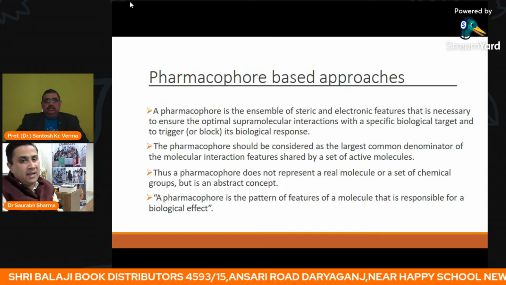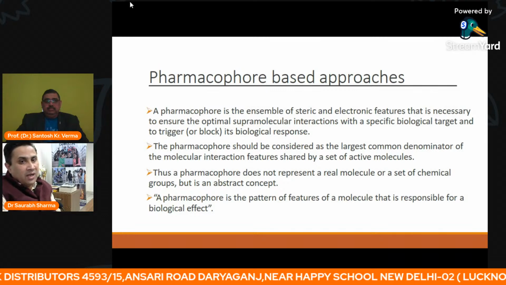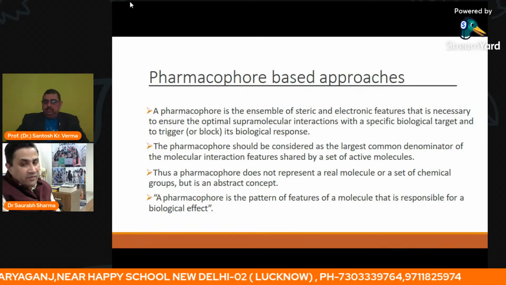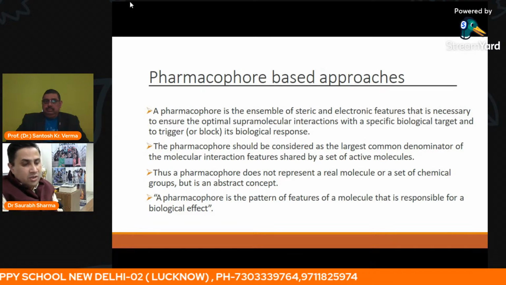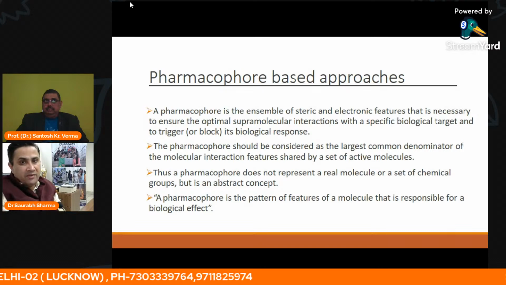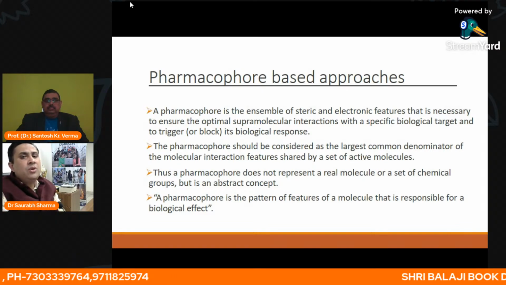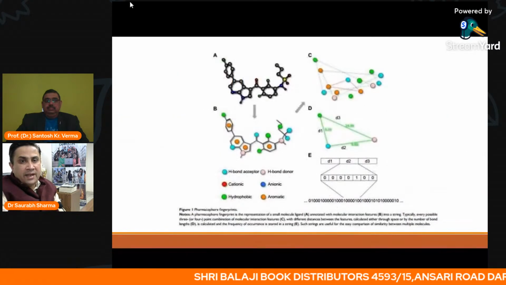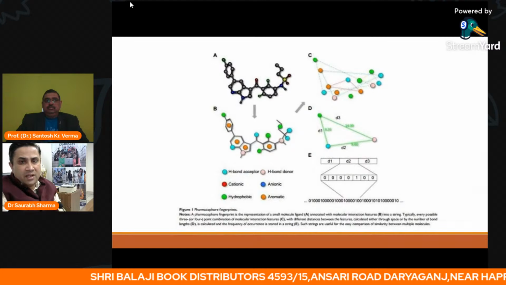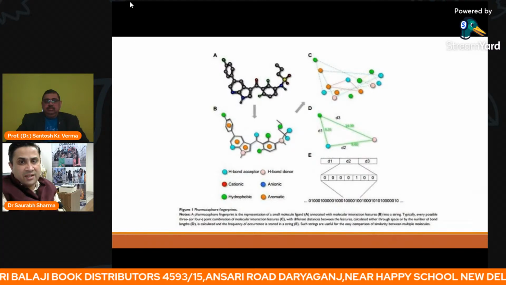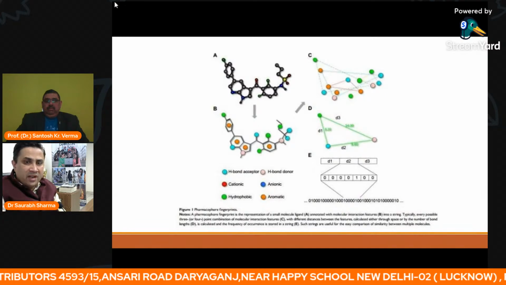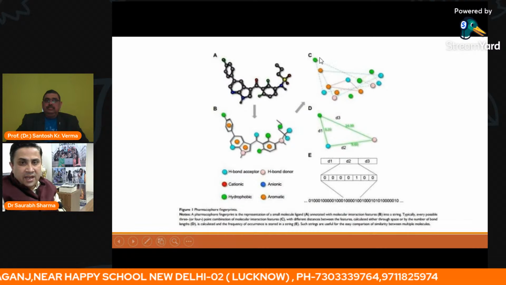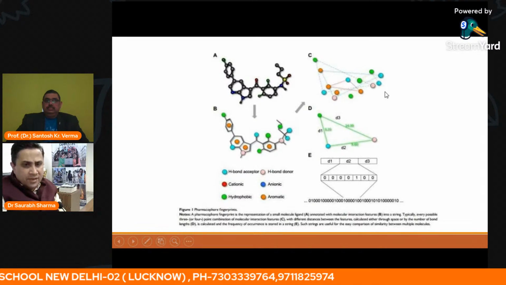Maybe inhibiting, maybe activating, but the pharmacophore gives you a picture of the pattern of the features of a molecule, which is usually responsible for the biological effect. And based on those pharmacophores, you can identify the ligands for better targeting. Now you see some of the pharmacophore fingerprints which are there, and based on these pharmacophore fingerprints, the binding strategies can be designated and distinguished.